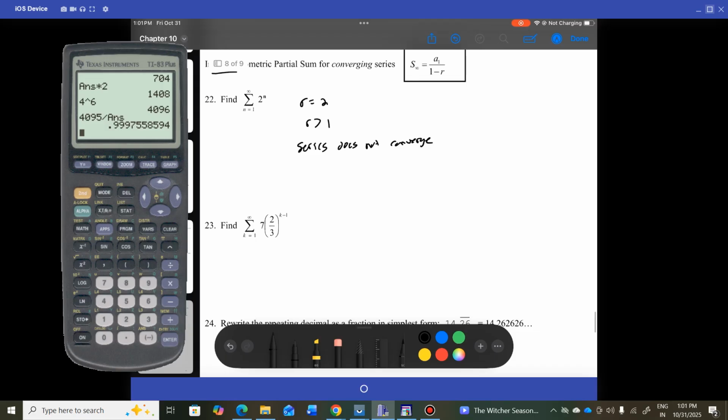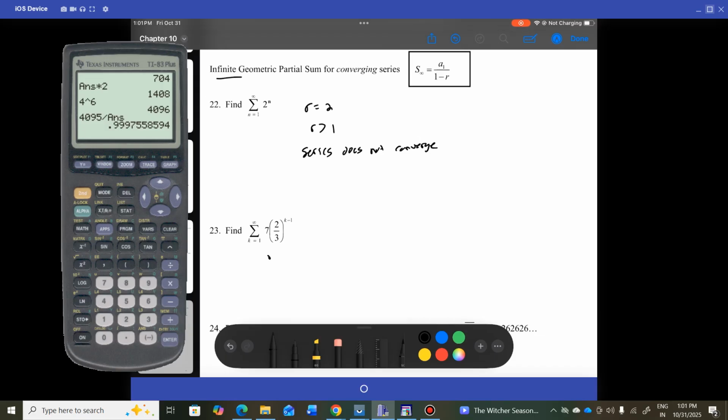In the next one, your r is equal to 2/3. So there we do have a series that converges. A sub 1 here equals 7. R is equal to 2/3. And so your summation here is going to be 7 over 1 minus 2/3, which is 7 over 1/3, which is equal to 21.